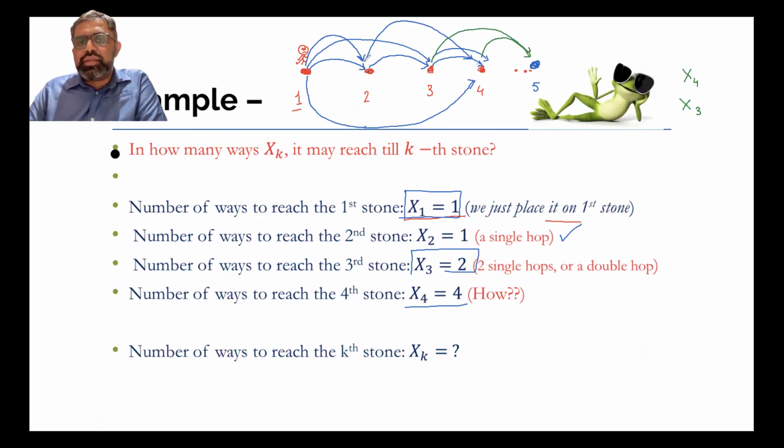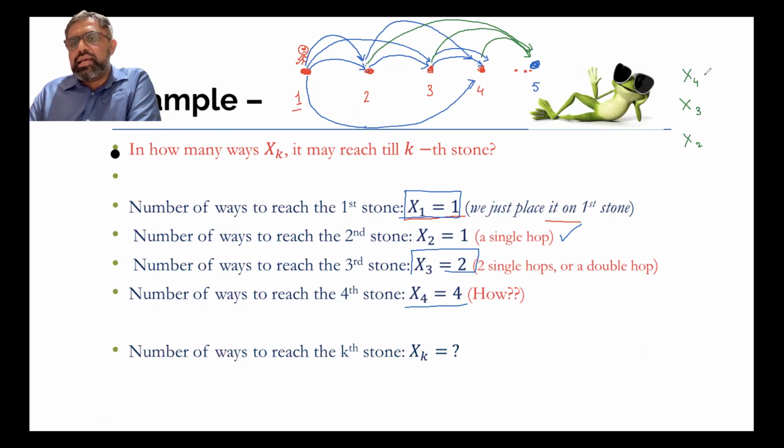And from stone 2, if it jumped to stone 3, we already counted that in x3, in how many ways it reached stone number 3. It can make a double jump to 4, but in x4 we already counted this. What is not counted, and which will be new over here, is if it jumps from position 2 directly to stone number 5. So there are x2 ways to reach stone number 2, and then no additional way, just directly jumping from 2 to 5.